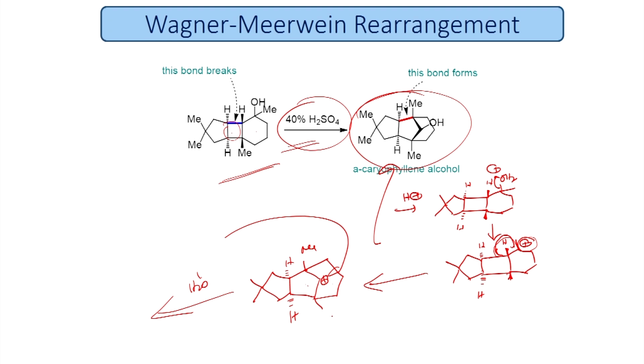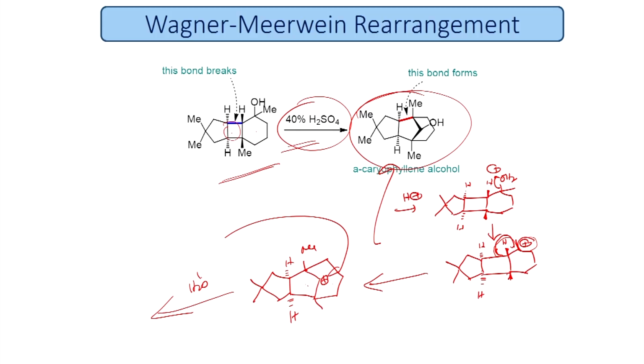So, in this case, as we have seen in the case of alpha-pinene, the relief of the strain of the 4-membered ring dominates compared to the stability of the carbocation, where the tertiary carbocation is converted into a secondary carbocation through this rearrangement. Once you form this one, this can further react with a water molecule to give this alcohol as the product.